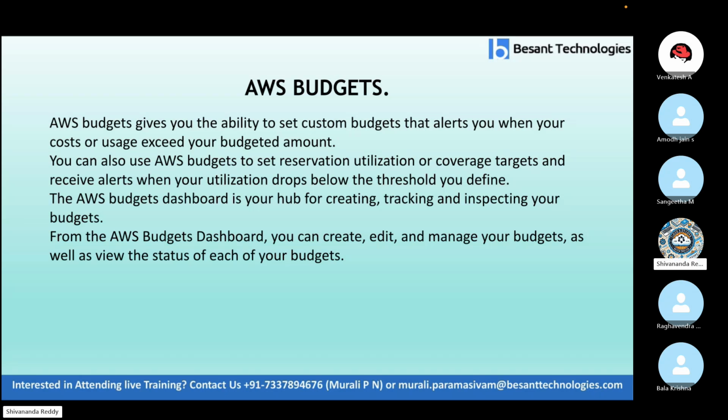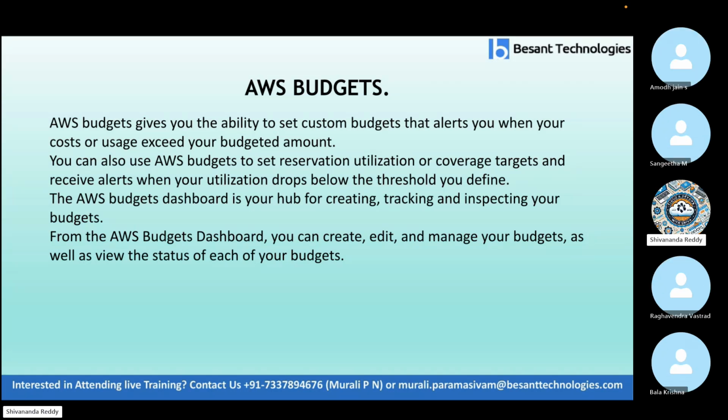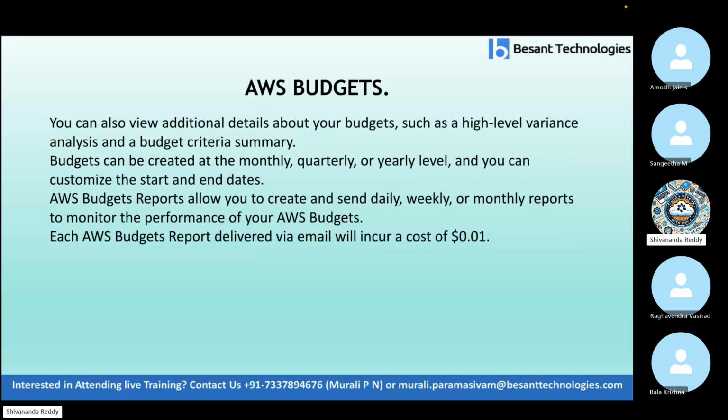You define the AWS Budgets dashboard in your hub for creating, tracking, and inspecting your budgets. From the AWS Budgets dashboard, you can create, edit, and manage your budgets as well as view the status of each of your budgets. You can also view additional details about your budgets, such as high-level variance analysis and budget criteria summary. Like some people used to complain, I got a $1,000 bill but I didn't use anything. Then you have to analyze the things, right? Like how did you get a $1,000 bill?